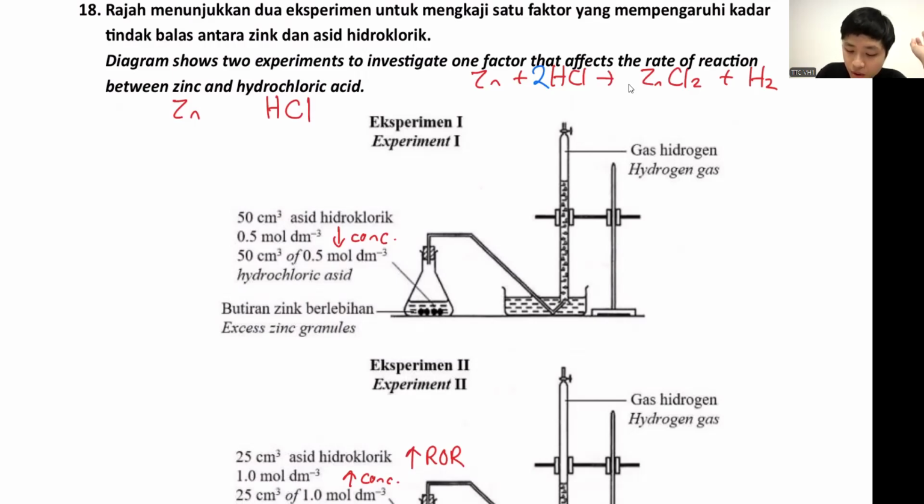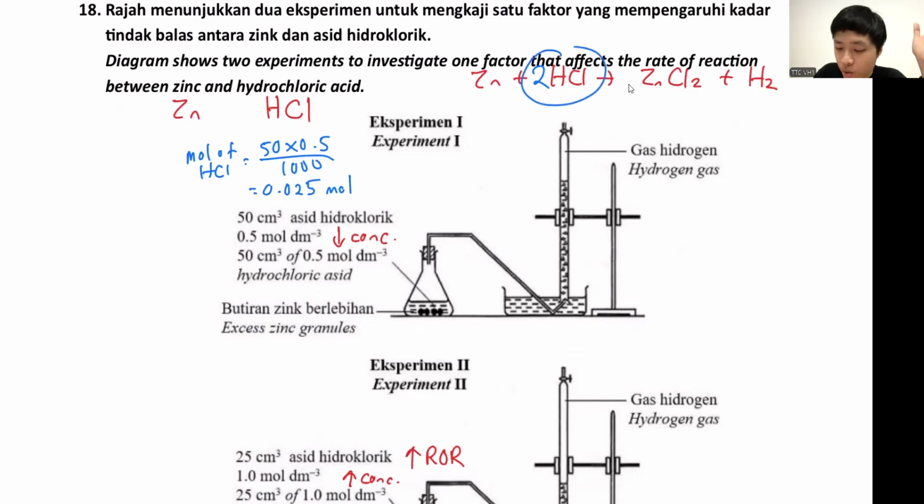Then if you calculate 50 and 0.5 for the moles of HCl, using MV over 1000, you will get 0.025. Try to calculate it and see if you get 0.025, just to prove the point: 50 multiplied by 0.5 divided by 1000. Yes. So the ratio of acid to hydrogen gas is 2 to 1.